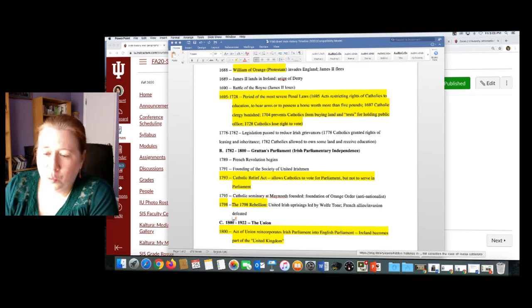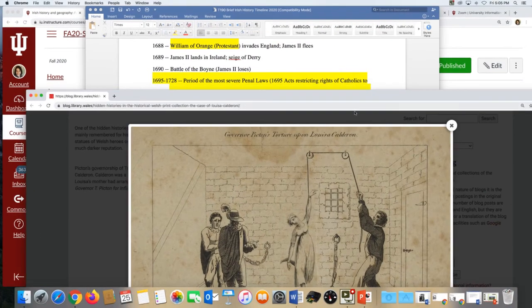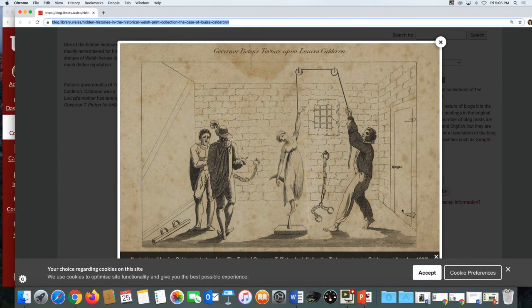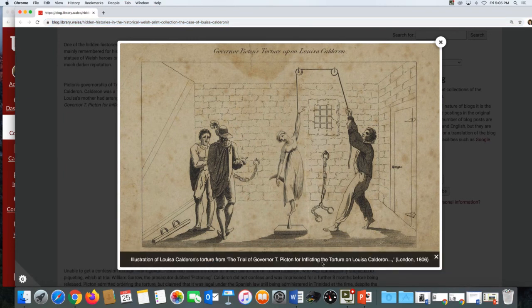So here's one. This is called piqueting, P-I-Q-U-E-T-I-N-G. And this is a method of interrogation that was allowed. A picket is this kind of iron spike, the sort of thing you would tie your horse to so that it wouldn't go away while you were in somewhere, right?